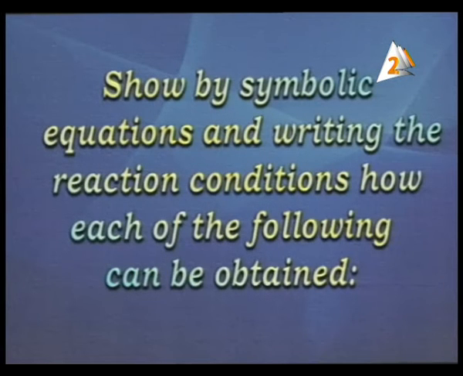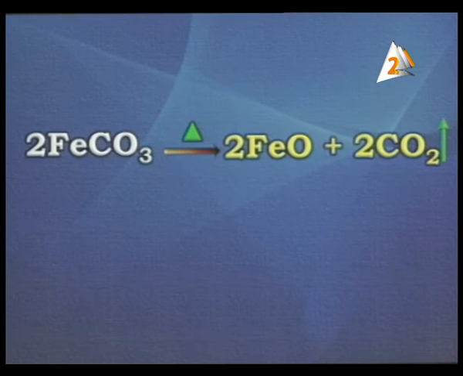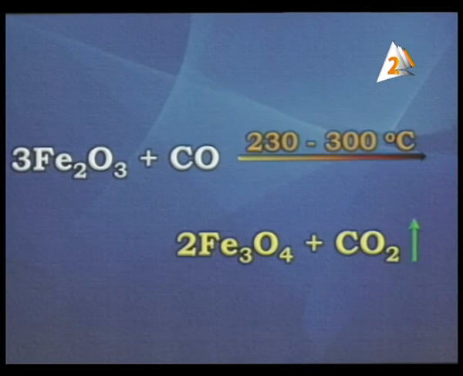Next type of question: show by symbolic equation and writing the reaction condition how each of the following can be obtained. The 3 oxides of iron from siderite. As the equation proceeds on the screen, iron 2 carbonate on heating gives iron 2 oxide and carbon dioxide gas. Then the oxidation of iron 2 oxide gives iron 3 oxide. Then iron 3 oxide on reduction by carbon monoxide at 230 to 300 degrees Celsius gives the magnetic iron oxide Fe3O4 plus carbon dioxide.